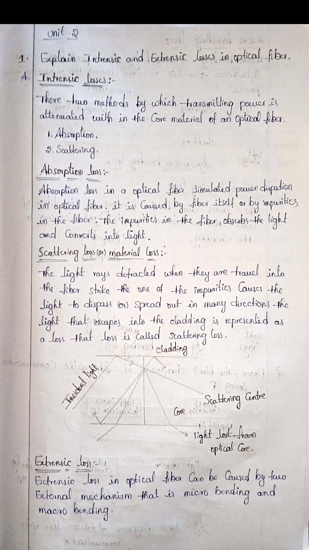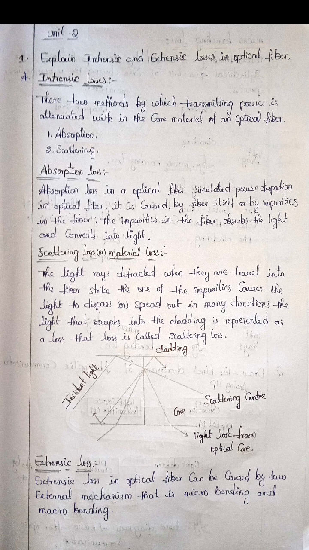Next, second unit. Explain the intrinsic and extrinsic losses in optical fiber. Intrinsic losses: there are two methods by which transmitting power is attenuated within the core material of an optical fiber: absorption and scattering. Absorption losses in optical fiber are the dissipation of power in the fiber. It is caused by the fiber itself or by impurities in the fiber. The impurities in the fiber absorb the light and convert it into heat.